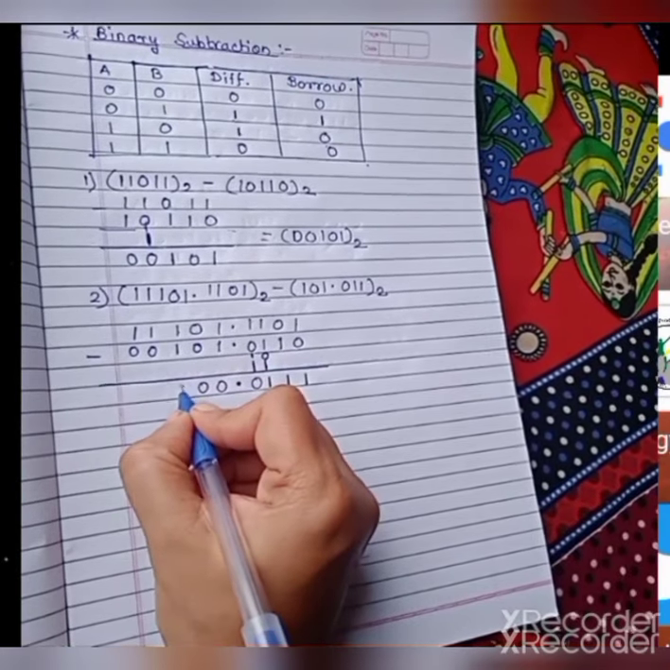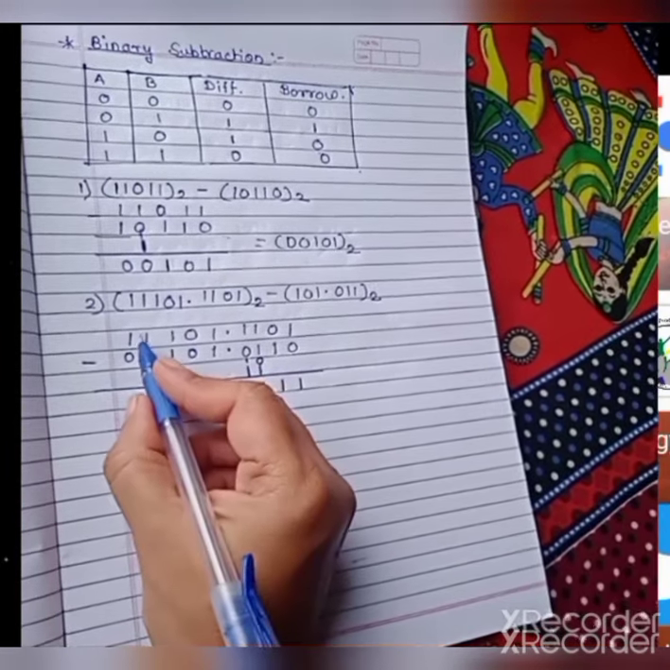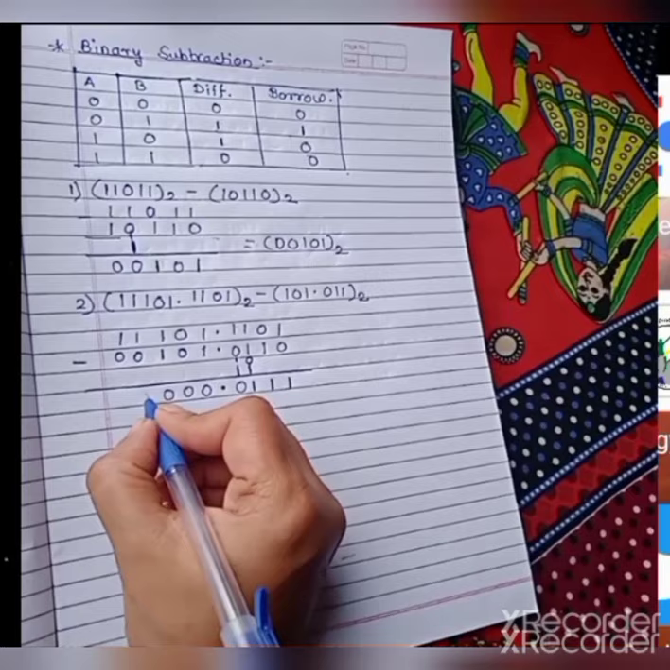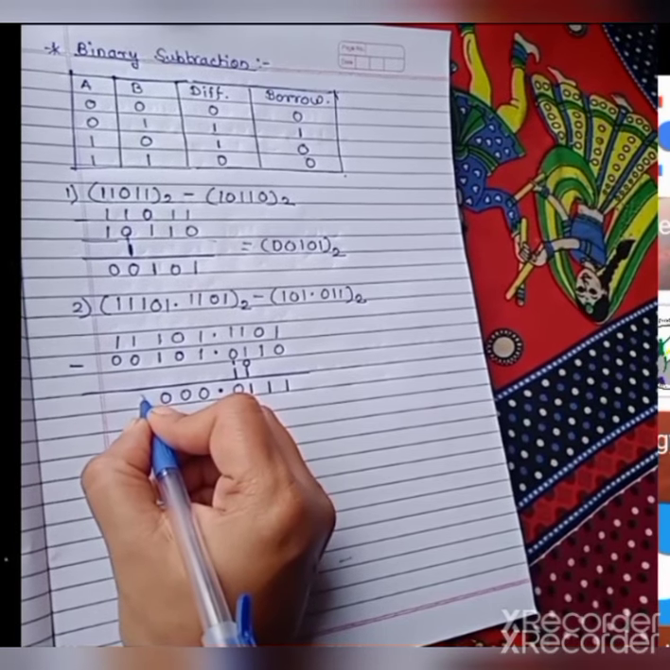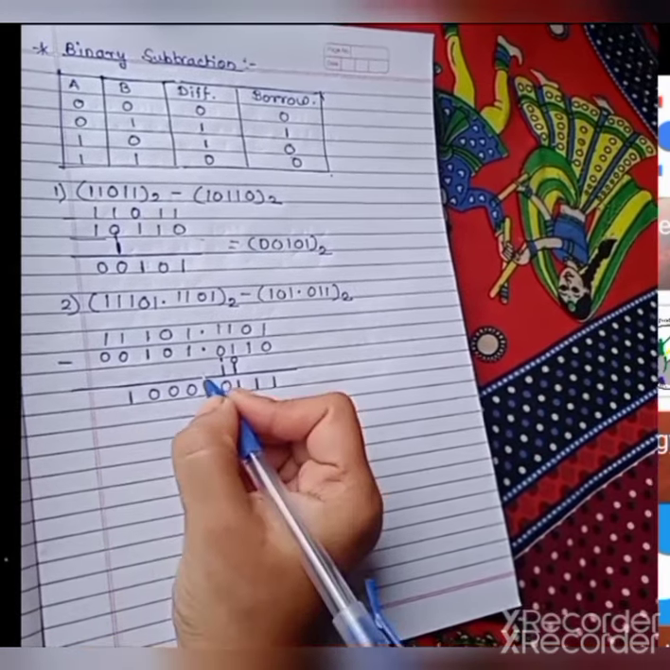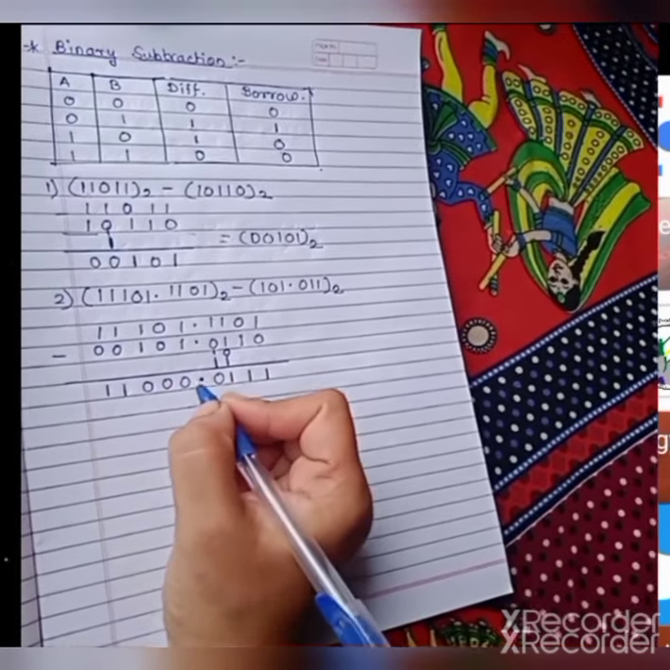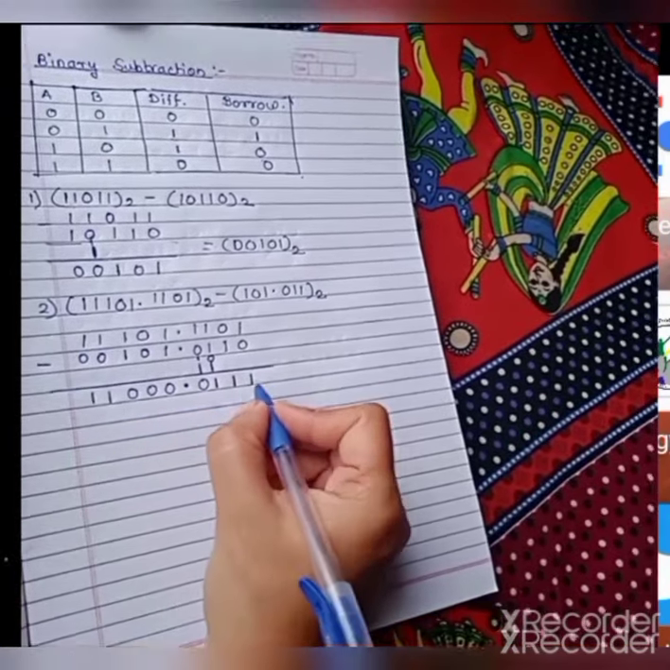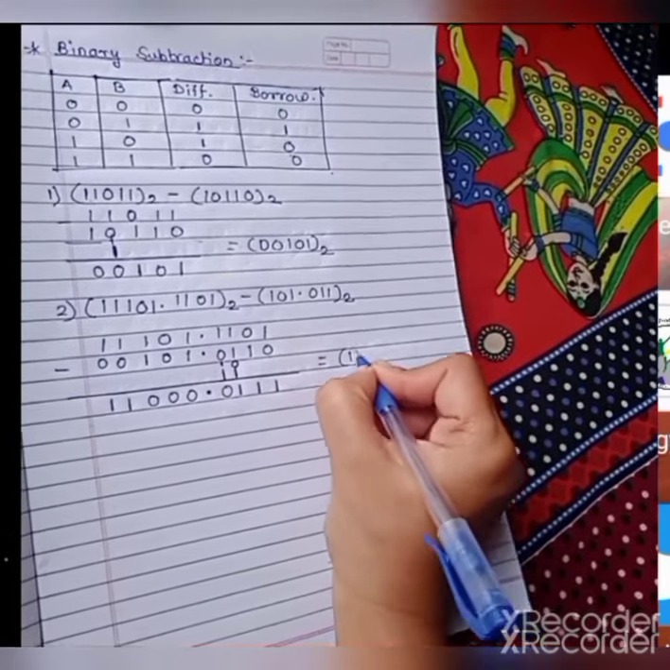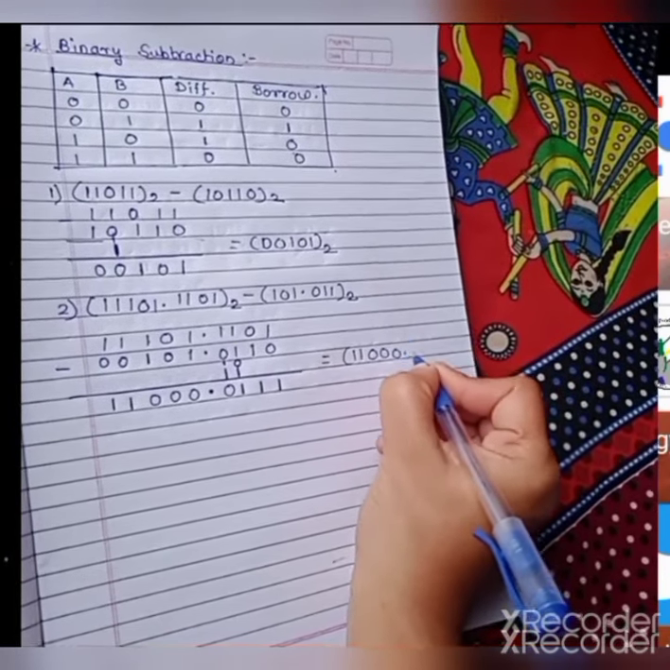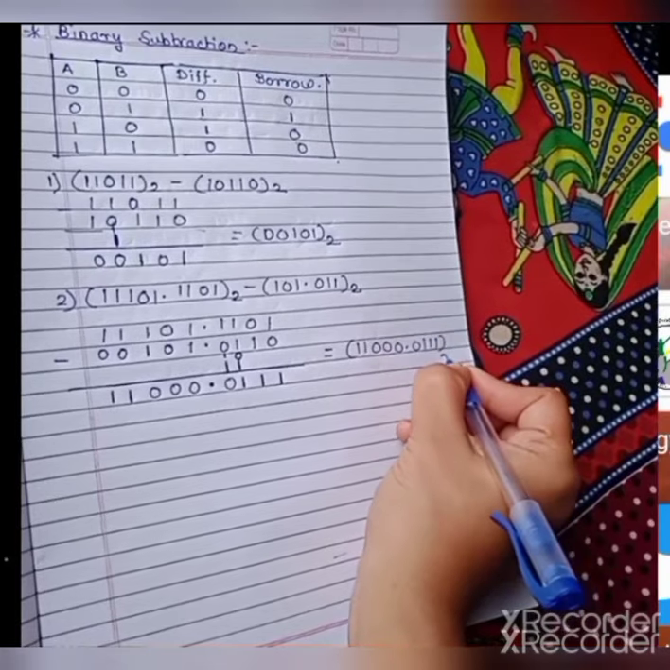1 minus 1, difference is 0, borrow is 0. 1 minus 0, difference is 1, borrow is 0. 1 minus 0, difference is 1, borrow is 0. So this is your final answer, 11000.011 to the base 2.